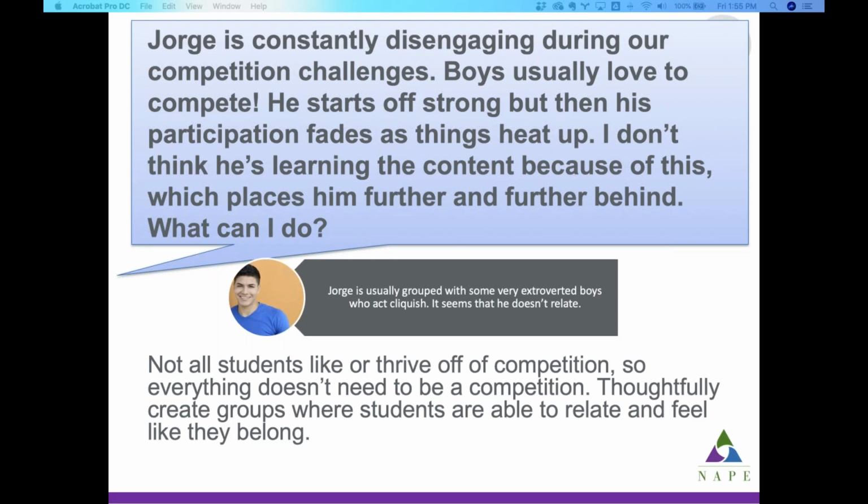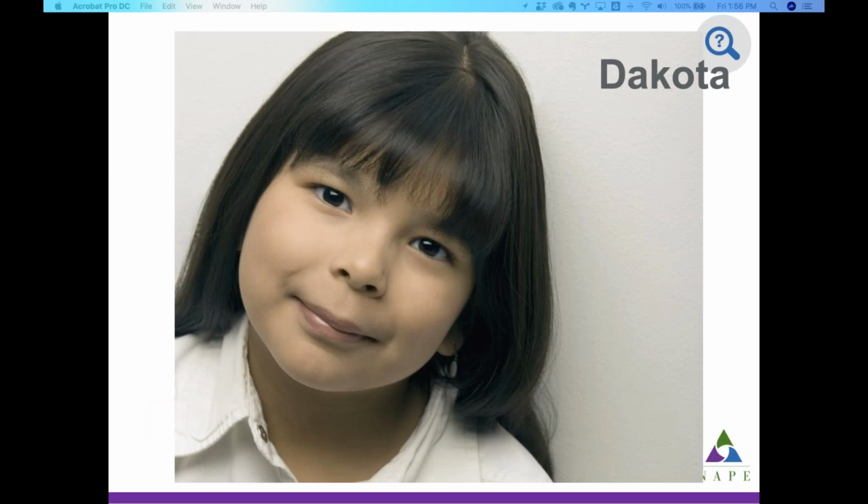Okay, so let's look at the next example. Dakota is a Native American elementary student. And this specific scenario is drawn from a book called Waking Up White by Debbie Irving. It's modified, but it's inspired by that. So it is a true story.